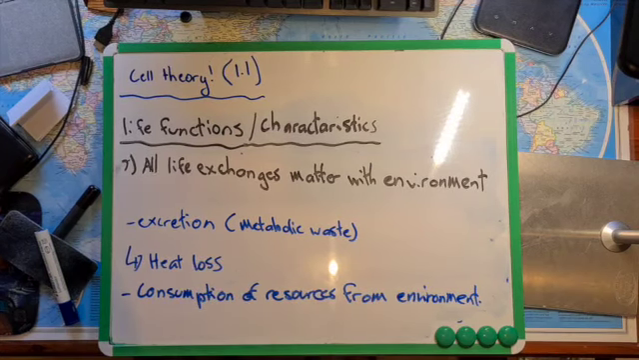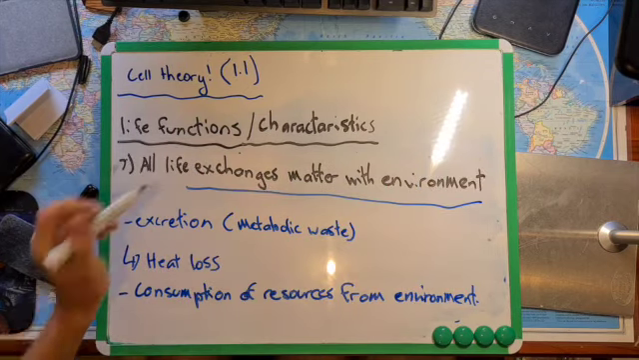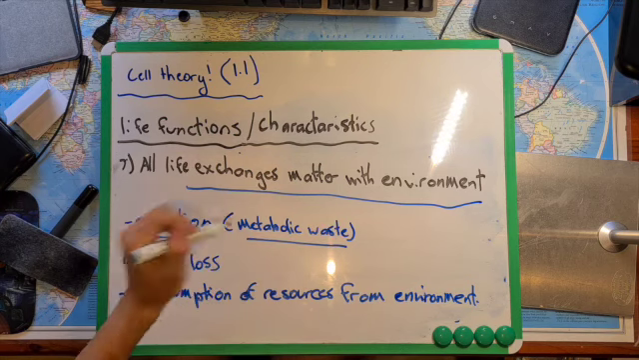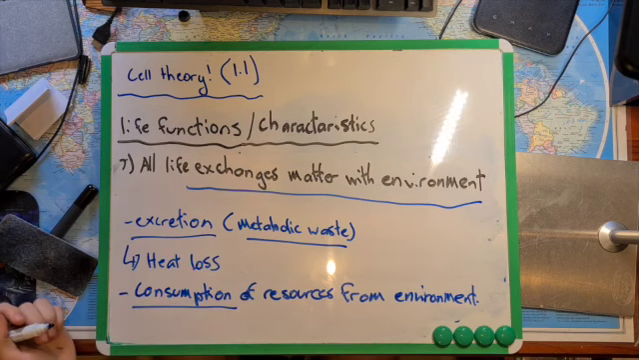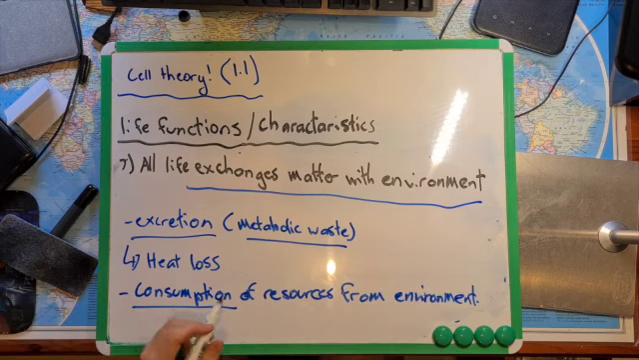The next characteristic of cells is their ability to exchange matter with their environment. This can be seen in excretion from cells through metabolic waste. It can also be seen through other forms such as heat loss from organisms such as mammals. Organisms and cells also consume resources from their environment, and this stems from the fact that they are exchanging energy.